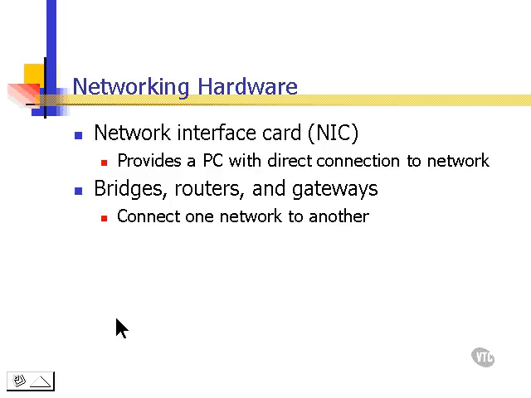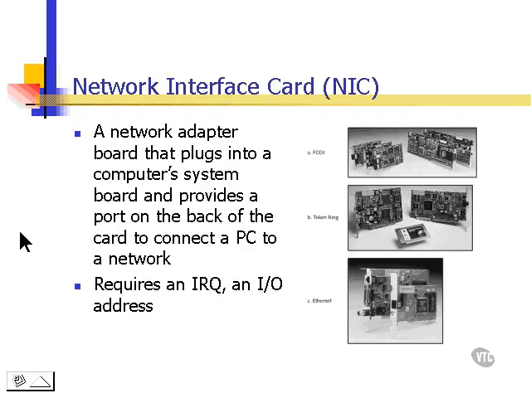Networking hardware includes network interface cards, as well as possibly bridges, routers, and gateways. Let's discuss network interface cards first. Network interface cards, also called NICs, are a network adapter board that plugs into a computer system board and provides a port on the back of the card to connect a PC to the network. It requires an IRQ and an I/O address.